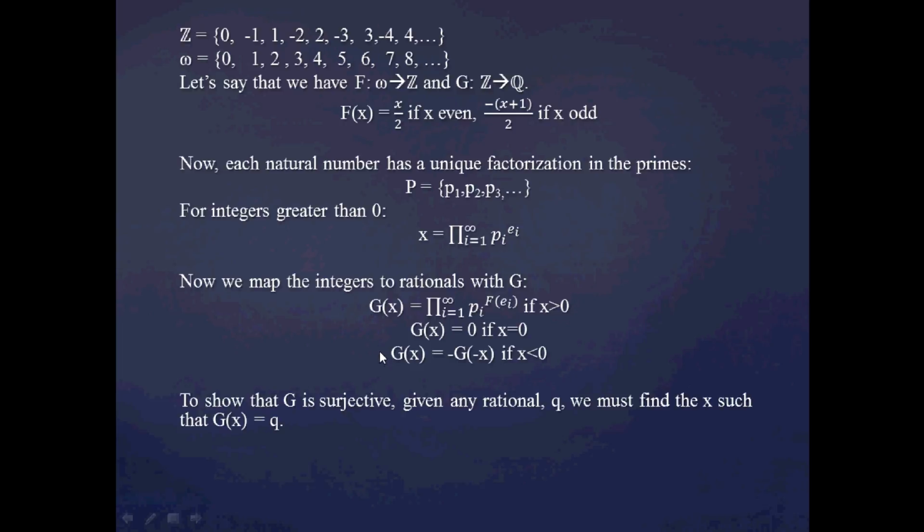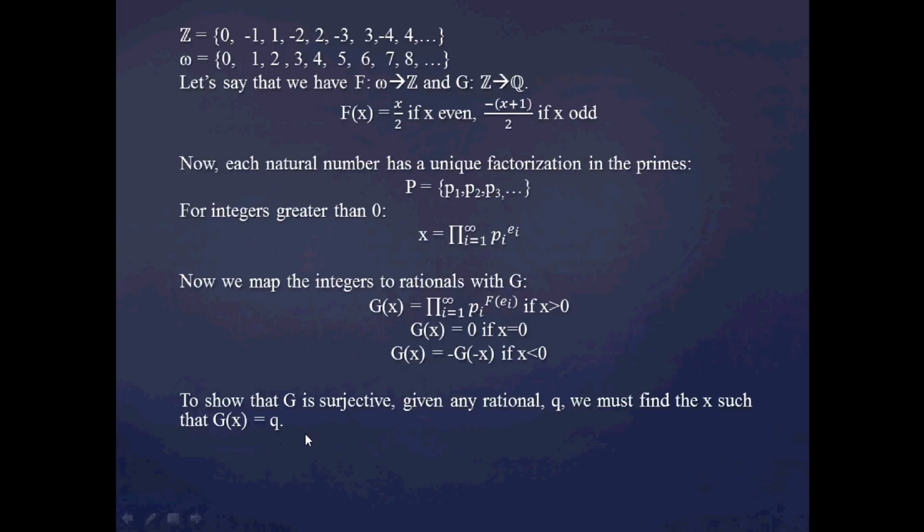Now what remains is just to verify that g has the two properties that we want. For a bijection, it would have to be injective and surjective. Now to show that g is surjective, I could show that it has a right inverse, or I could more simply show that given any rational q, that is, if I start out with any rational q here, there's some x value, some integer, such that g of x equals q.